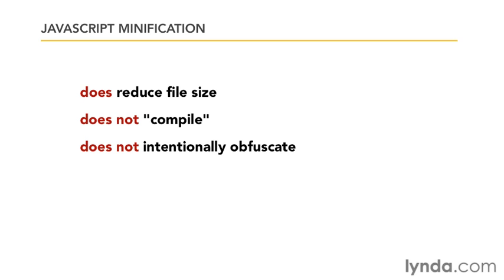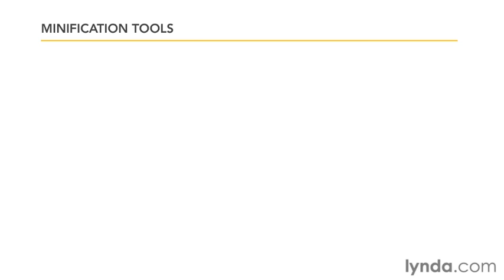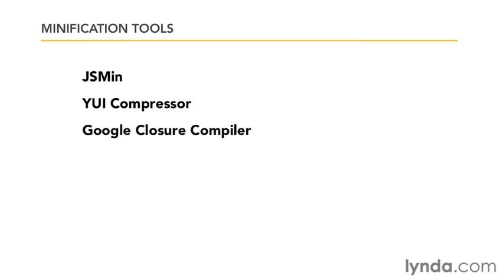Now the question is, how do you do this? Well, you could do it yourself, obviously, but that would be very, very tedious. So there are a lot of minification tools for JavaScript out there. Some of the better known are JSMin, the Yahoo UI Compressor, and the Google Closure Compiler. Many of these are command line tools. They're actually written in C or in Java. You can just download them and run them from the command line. Although a couple can be accessed over the web, like Google's Closure Compiler. Let's take a look at that one.